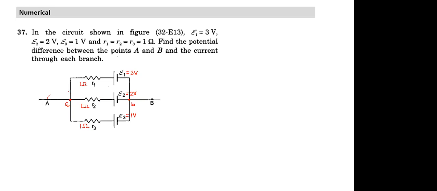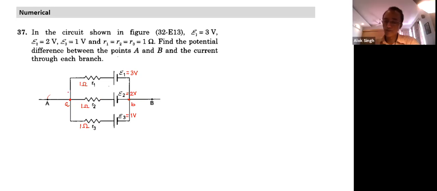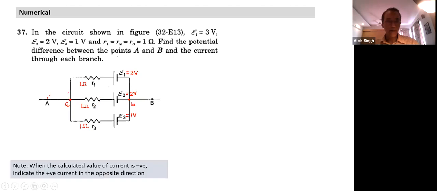So I use current distribution using the junction rule. If I apply the junction rule, then we can calculate the value of current. And we can solve this question. Suppose I write like this: let me take this current as I1, and this current, which is going upward from the battery, as I2. And this current is I1 plus I2.